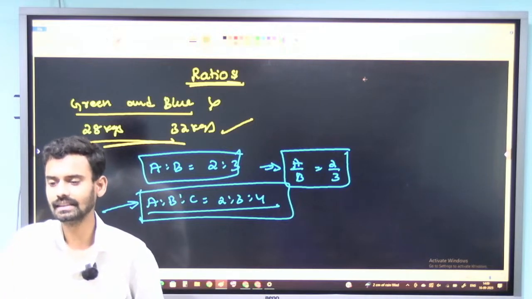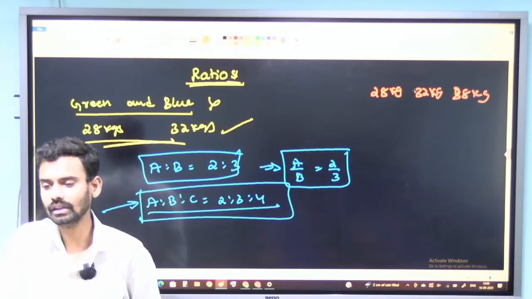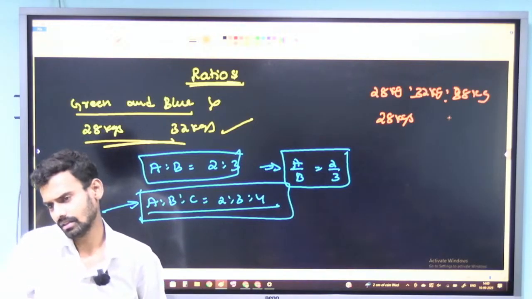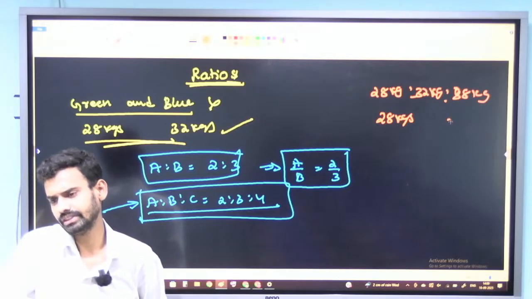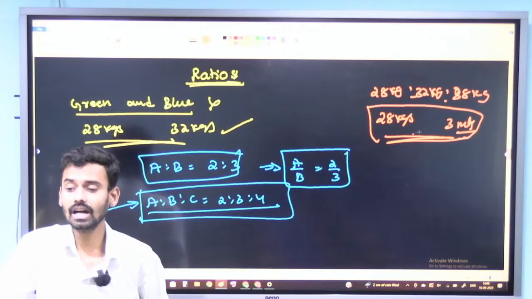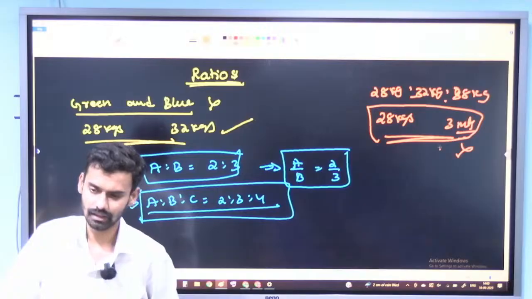But what if I consider like this: 28 kgs, 32 kgs and 38 kgs. All three can be compared here. But if I say 28 kgs and, second one, 3 meters, now I can't compare this because these are dissimilar entities. We can't compare dissimilar entities in ratios. We can compare only similar entities.